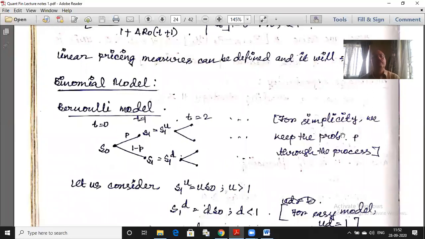Question, is this enough to model a real life scenario? Because only two possibilities at any point of time seems to be a huge oversimplification. It is a simplification, but it is not necessarily a huge oversimplification if you think through that. You see, my quantum of time, what is the length of time period that I choose, what is the distance between t and t plus 1, that is in my control.